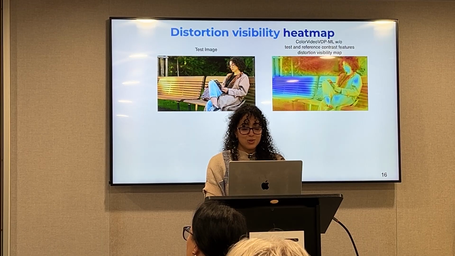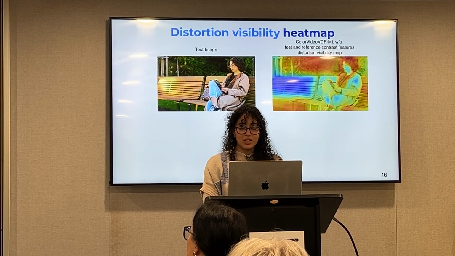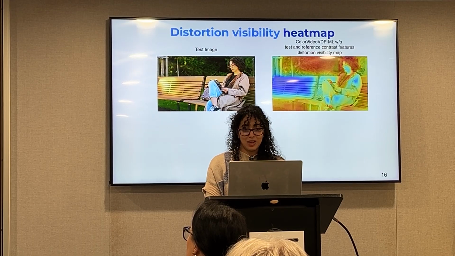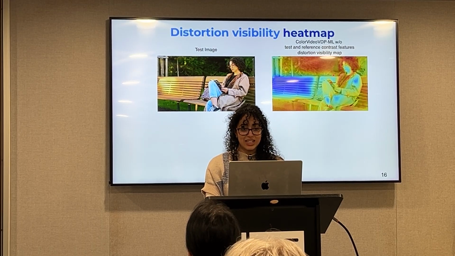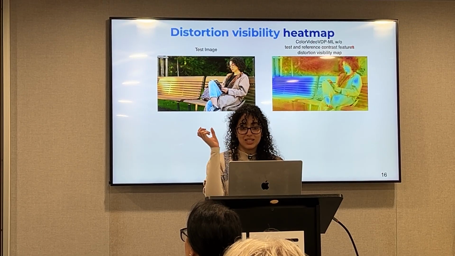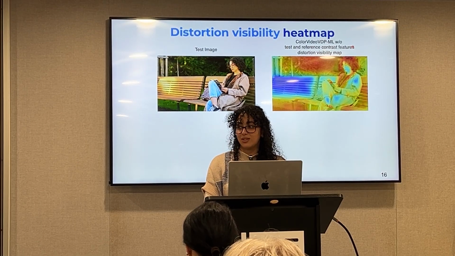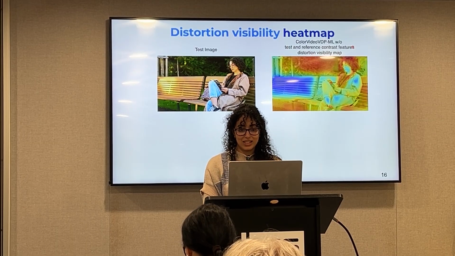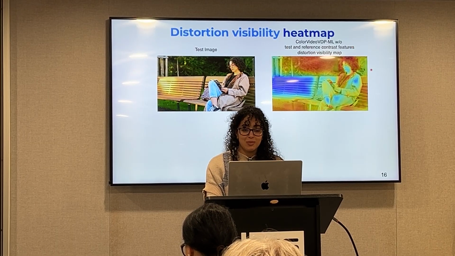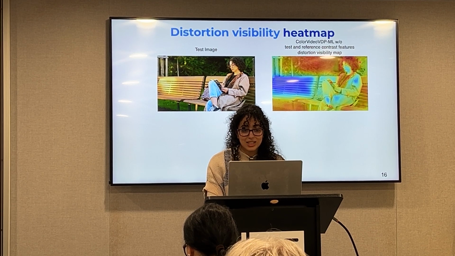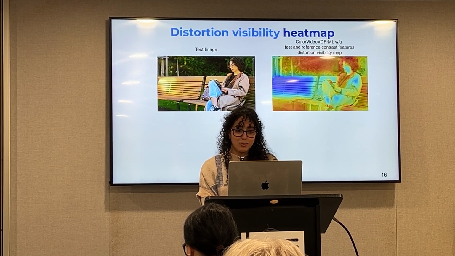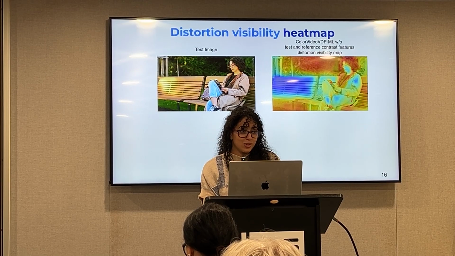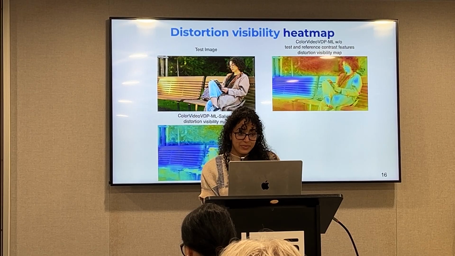Okay, so to look more into how well ColorVideoVDP-ML does, here we're looking at the distortion visibility heat map. For our test image, I trained ColorVideoVDP-ML without any information from the test and reference contrast filter. So I just had an MLP that takes the differences and predicts the quality at the end. As I showed you in the beginning of the presentation, you can see that ColorVideoVDP-ML without any semantic information penalizes the background in the same manner as the foreground, and it doesn't learn any of this information.